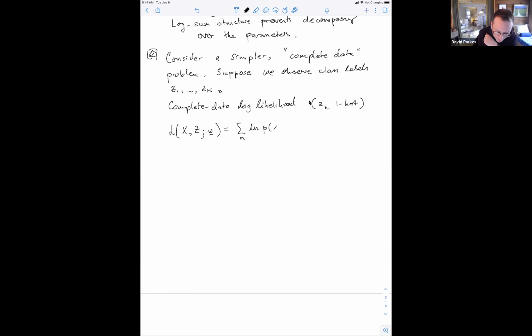What is it? Let's go ahead and substitute our factored expression. Now I've got a log of a product. And now magical things happen. This is looking a lot easier to work with. That pesky marginalization over components has gone away because it's available to you in your data. So I didn't have to write a summation over K. Let's now work with this.